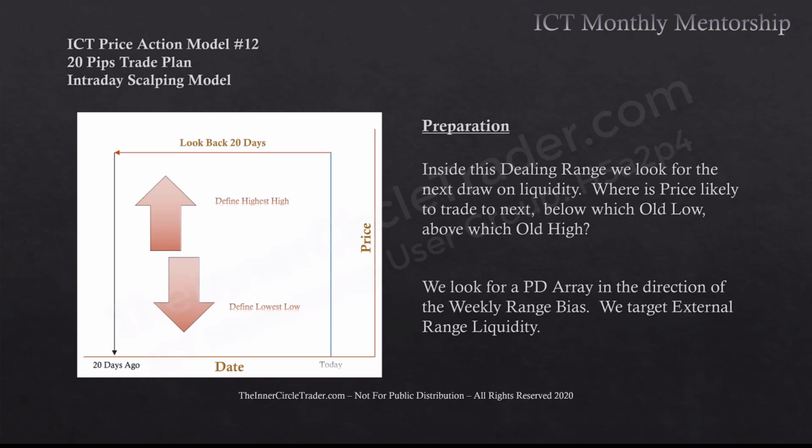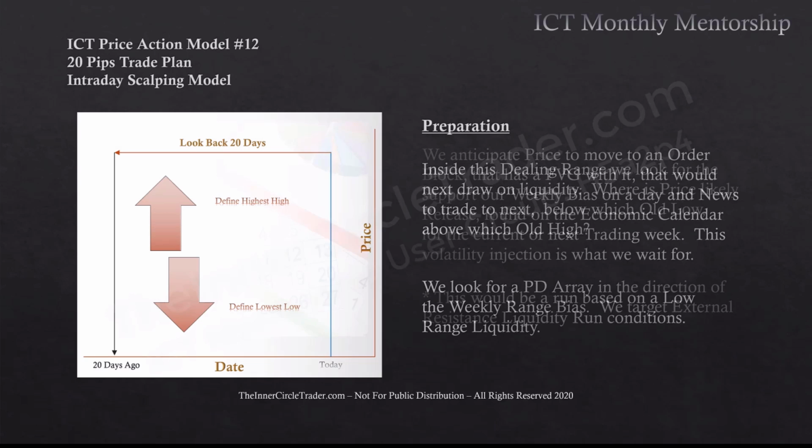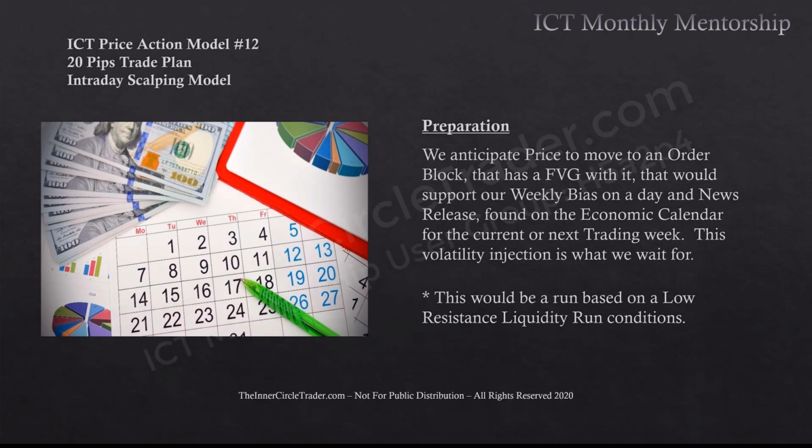This is what we'll be using, and we're going to be targeting external range liquidity. We anticipate price to move to an order block that has a fair value gap with it. That would support our weekly bias on a day and news release found on the economic calendar for the current or next trading week. This volatility injection is what we wait for. This would be a run based on a low resistance liquidity run condition.